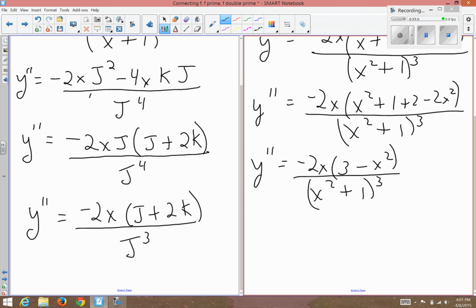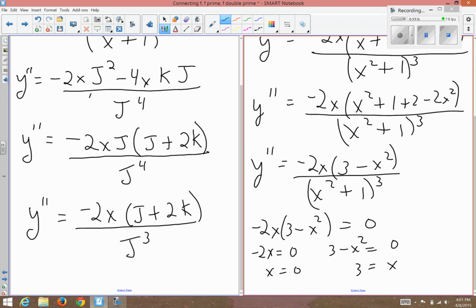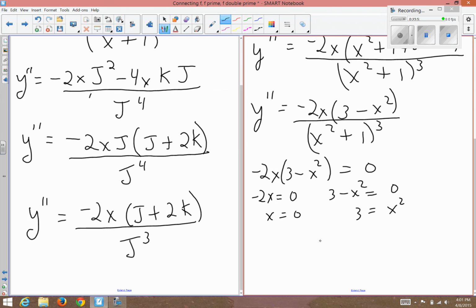This derivative always exists because x squared plus 1 is always positive. It's never 0. The denominator is never 0. But the numerator is 0. The numerator of this fraction is 0 when x is 0, or when x is plus or minus the square root of 3.